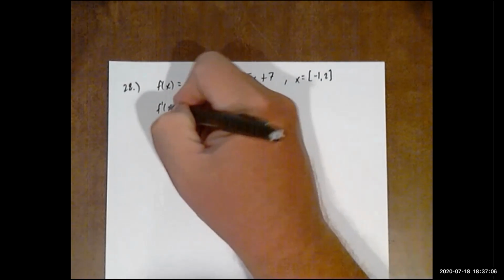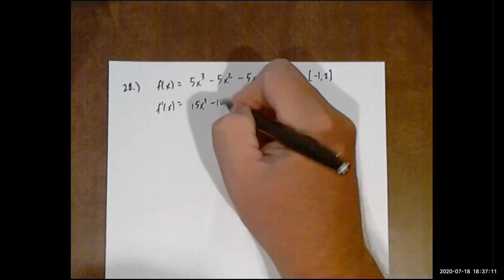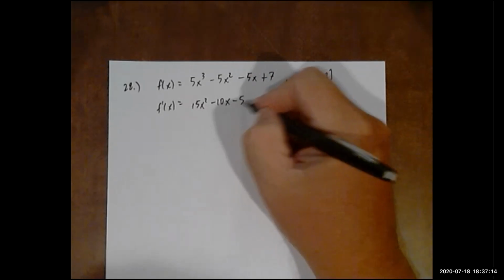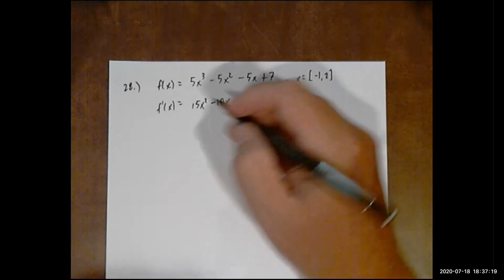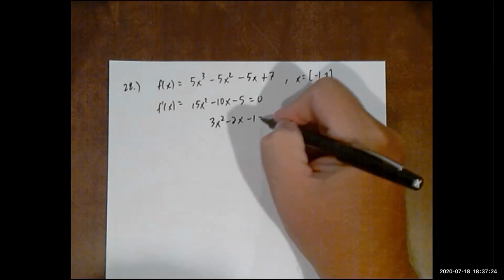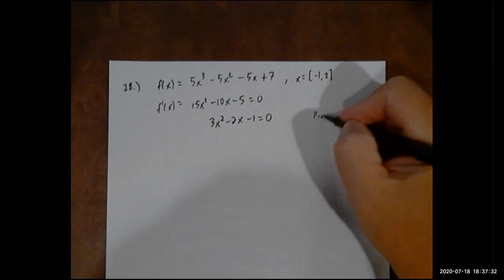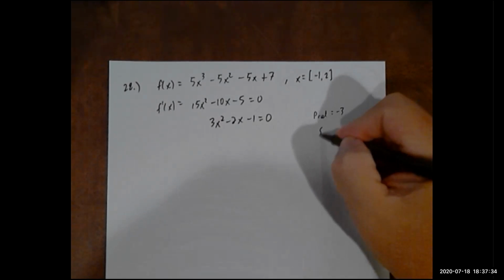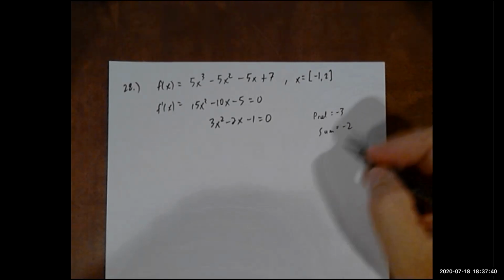So I have to take the first derivative: 15x squared minus 10x minus 5. I set that equal to 0 and I solve. I can divide both sides by 5, and I get 3x squared minus 2x minus 1. This is a trinomial. I want to see if it factors. The way I do factoring trinomials, the product is -3 and the sum is -2. Looks like the factors would be -3 and 1.